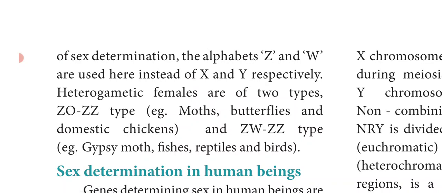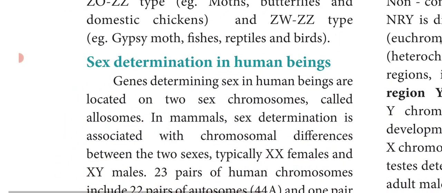Heterogametic females are of two types: ZO-ZZ type, for example moths, butterflies and domestic chickens, and ZW-ZZ type, for example gypsy moth, fishes, reptiles and birds.